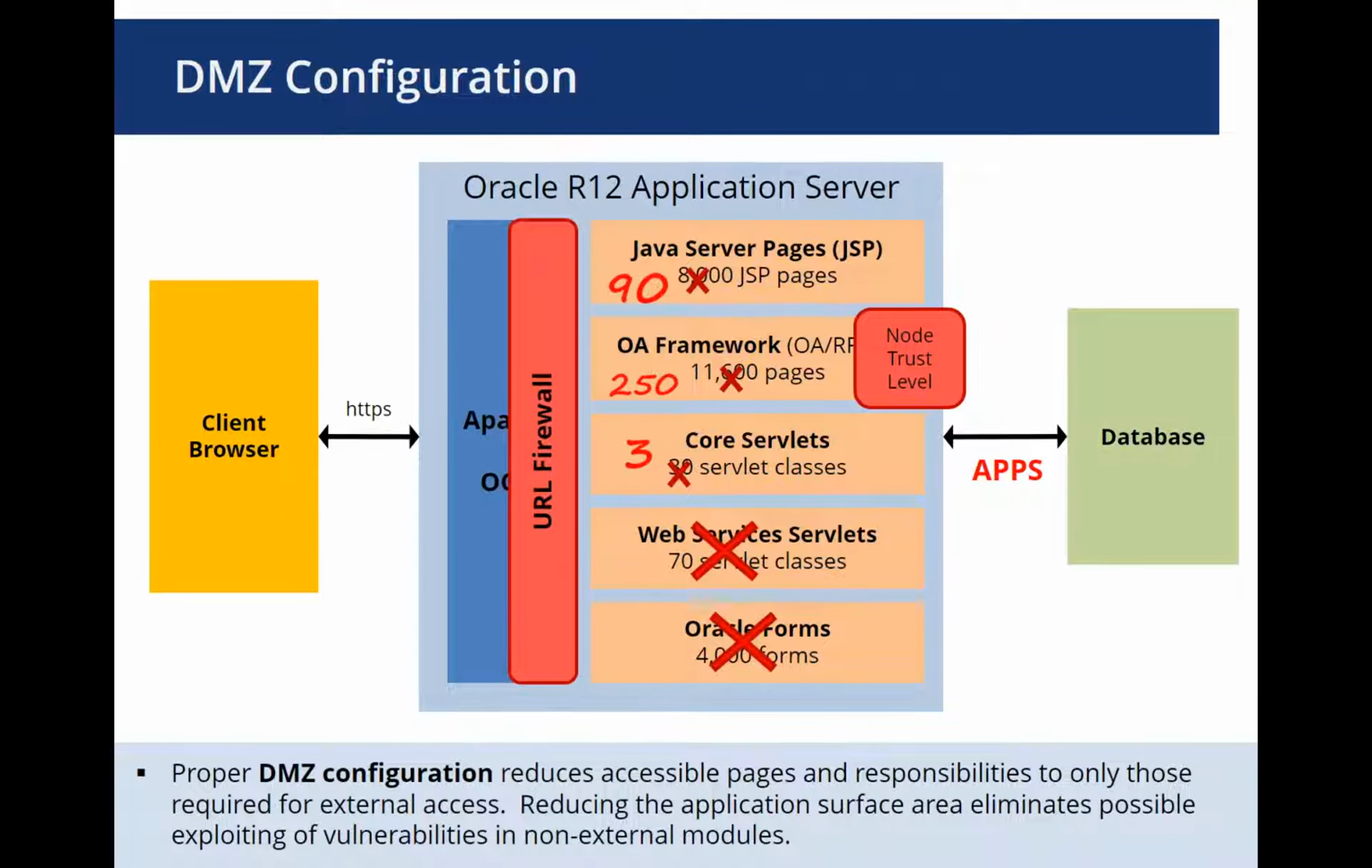So if we put these two features together, again, the goal here is to reduce the surface area of the application. If there's a web page that has a vulnerability, and I can't get to it, I can't exploit it. And that's the key goal here.